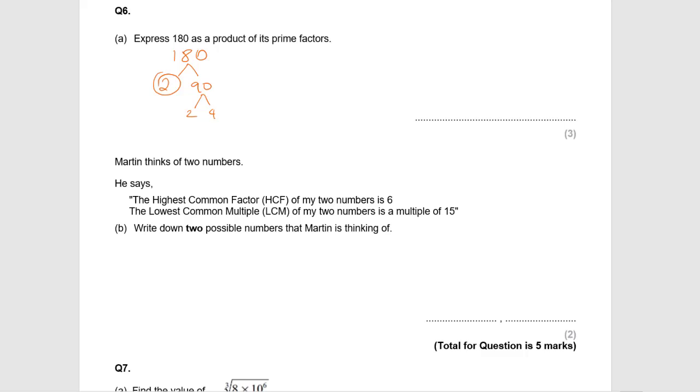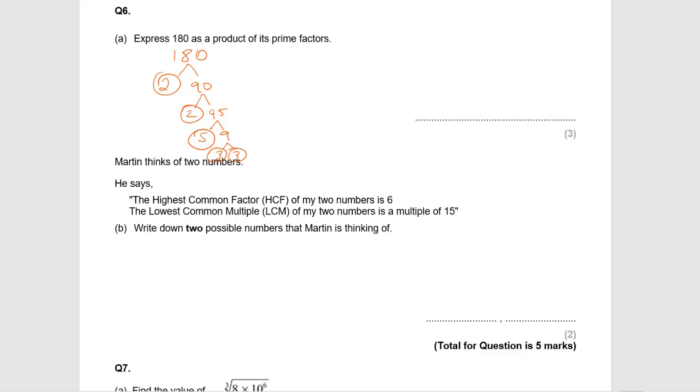2 times 45 is 90. 5 times 9 is 45, so I've circled the 5, it is a prime number. If you're not sure about your prime numbers, make sure you learn them up to 50, is fine, I think. 3 times 3, and they're both prime numbers. 3 times 3 is 9.